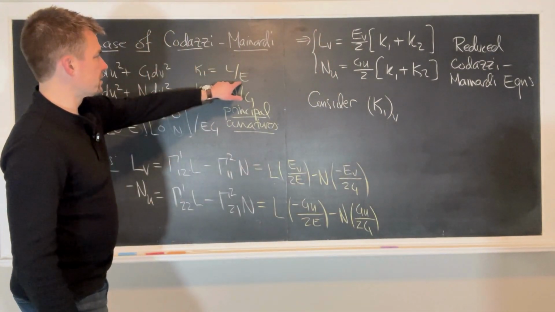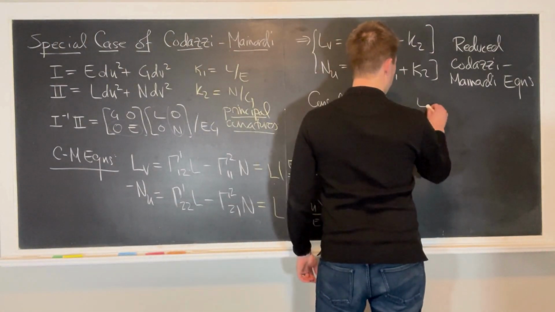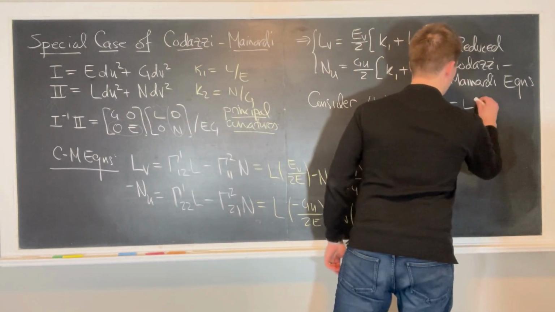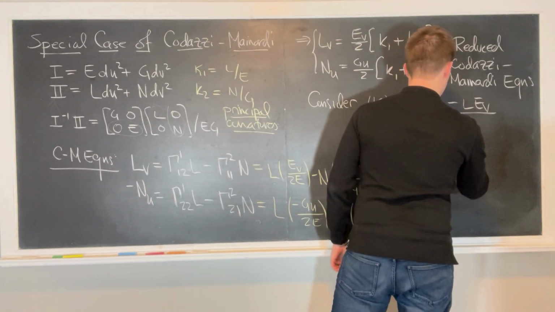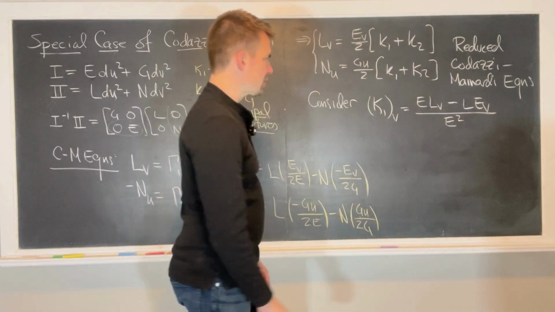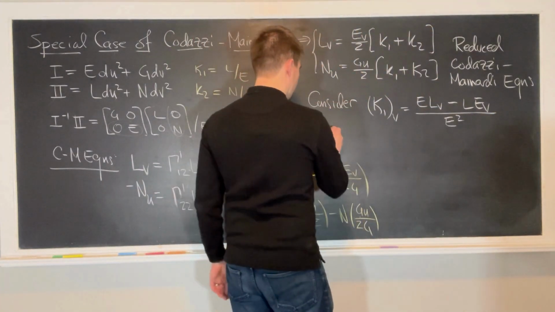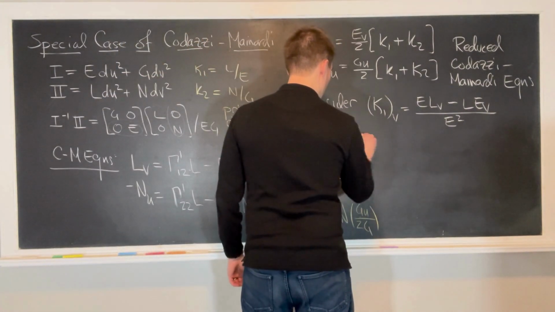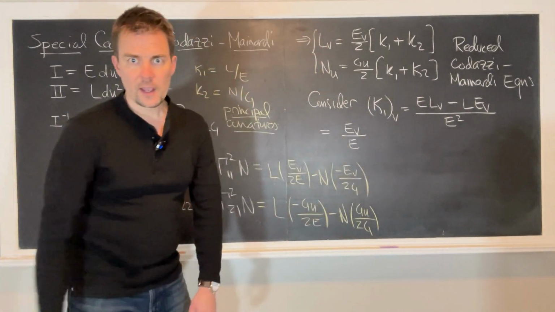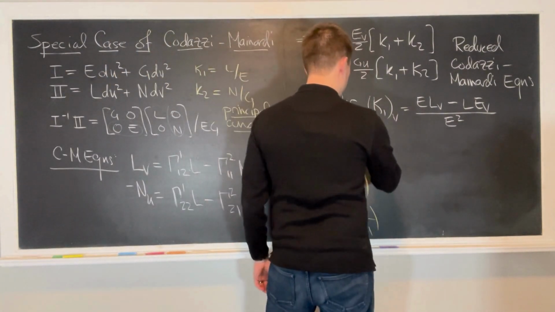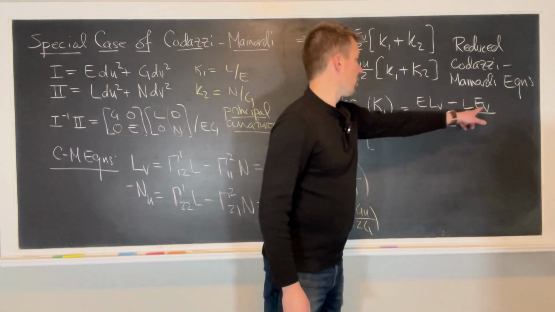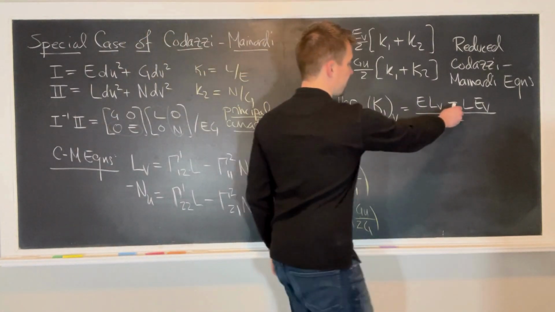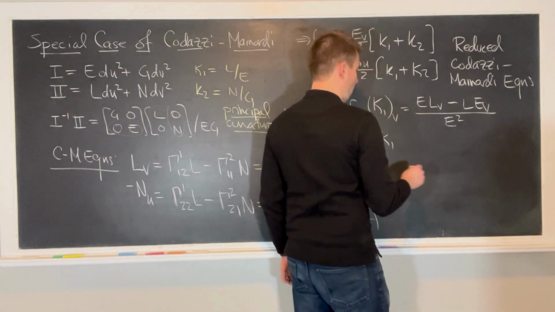Well, let's do it. It's going to be the bottom times the derivative of the top. So that's going to be E times LV minus the top times the derivative of the bottom, L times EV, over the bottom squared. And from this, I'm going to factor out an EV over E. You might say, why did you do that? Let's check and see what happens. If I pull an EV over E out, I'm left with negative L over E. So negative L over E is negative kappa 1.